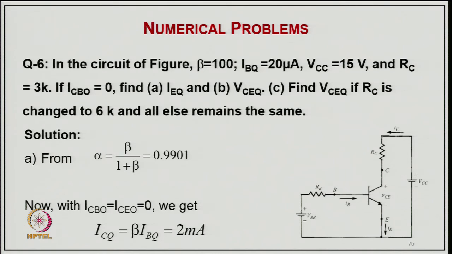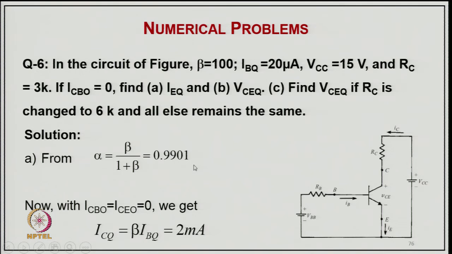So, now coming to example 6, in the circuit shown here of this transistor with the emitter configuration. So, beta is 100 and IBQ is 20 microampere, we see VCC is 15 volt, and RC is 3 kilo ohm and ICBO equal to 0. Find A: IEQ, B: VCQ and C: find VCQ if RC is changed to 6 kilo ohm and all else remains the same. So, from this we can find out alpha equal to beta upon 1 plus beta.